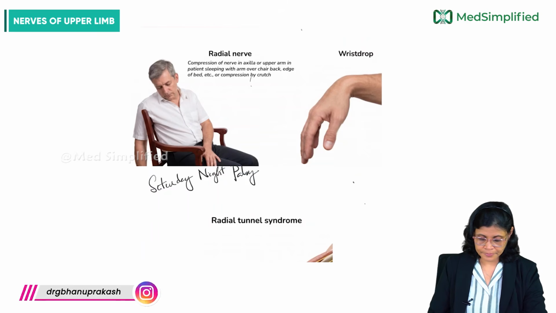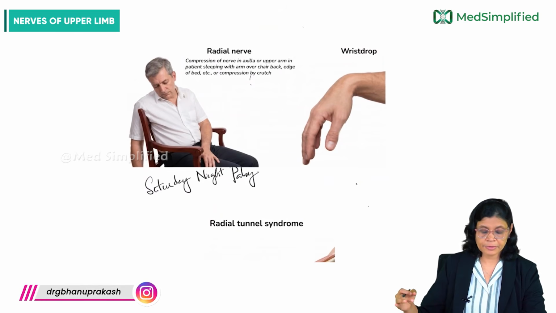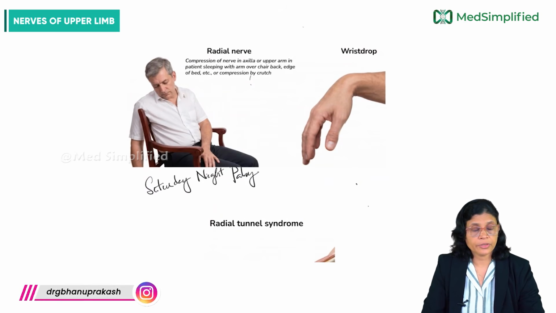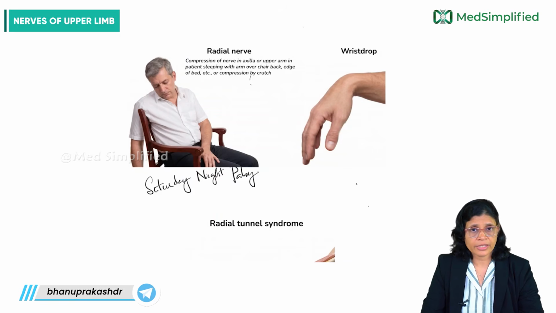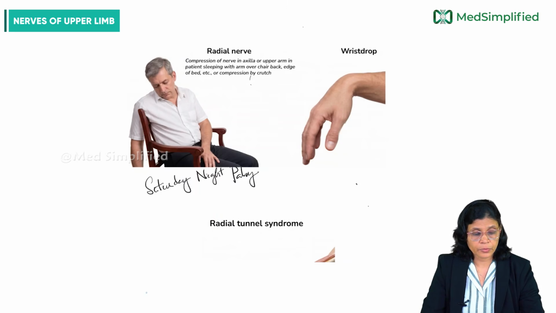So compression, and the patient sleeps with the arm over the chair, okay. So usually we say drunkard because they will be losing their senses and they will be just lying down, and since it is usually people get drunk, relax during the weekends, we call it as the Saturday night palsy here, okay. So that is why Saturday night. And this is mainly in the spiral groove, okay.